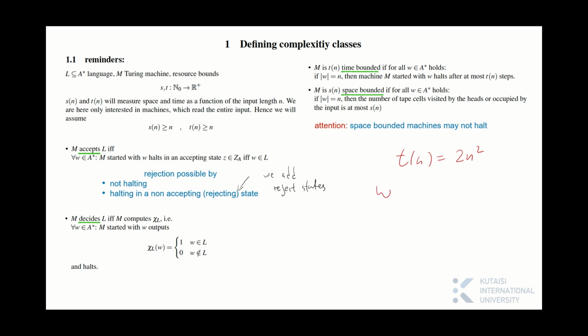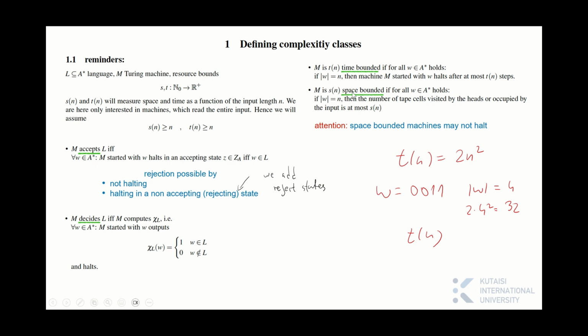So let's say I give it the input 0011. The length of this input is 4, and 2 times 4 squared is 32. So if your machine is T(n) time bounded, it doesn't make more than 32 steps when you give it this input. And it has to hold this for all inputs, basically. So first of all, you notice that if the machine is time-bounded, it has to halt, right? The time-bounded machine always halts. This is number one takeaway.